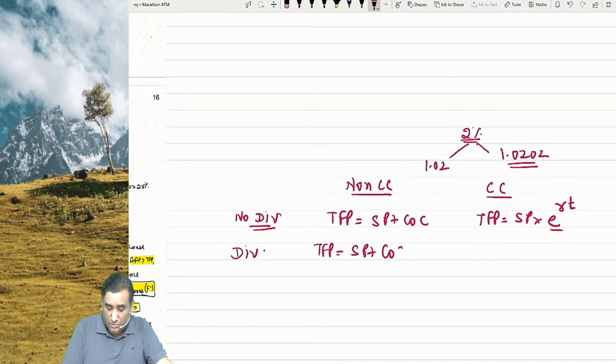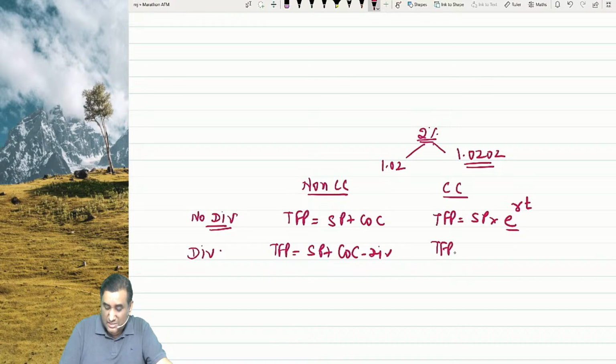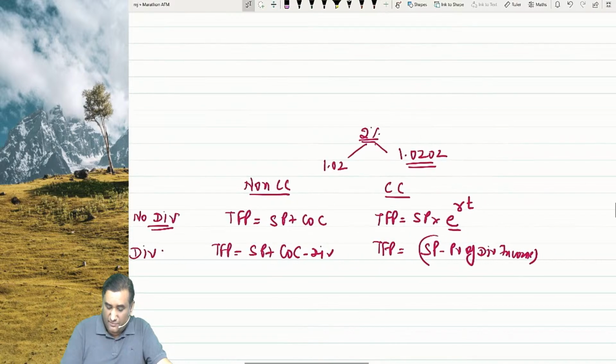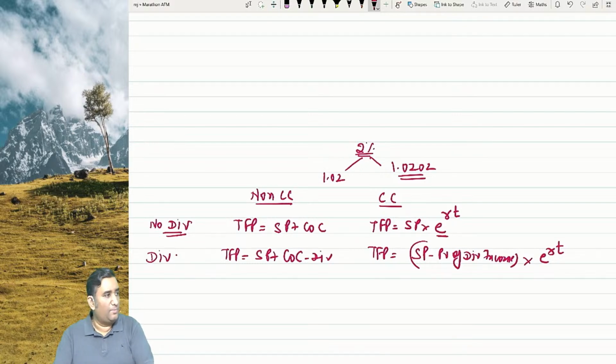Spot price plus cost of carry minus income comes out. In this case, if it comes, the formula becomes this. Time value is important because of the importance of timing. The formula becomes spot price minus the dividend, spot price minus dividend, e to the power RT.